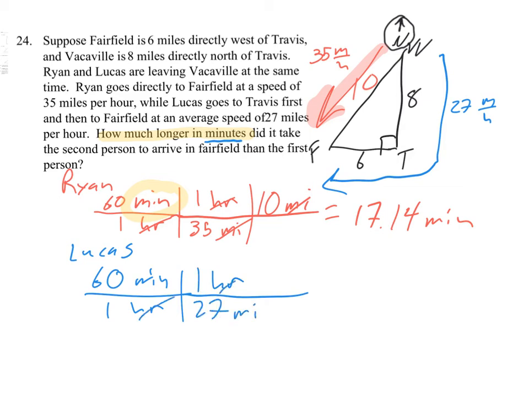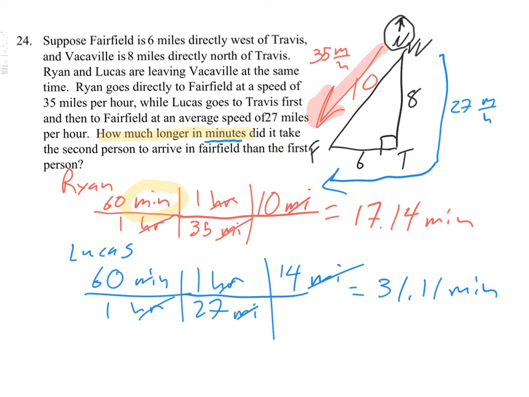So that makes my hours cancel out. And what do I know about miles? And this is where some students make a mistake, but Lucas is traveling 8 plus 6 miles, right? He's doing 14 miles an hour. Or, I'm sorry, he's doing a total of 14 miles. So we're going to say 14 miles. So the miles cancel out. So I have 60 times 14 divided by 27. And that is 31.11 minutes.